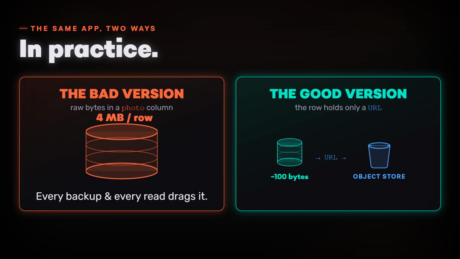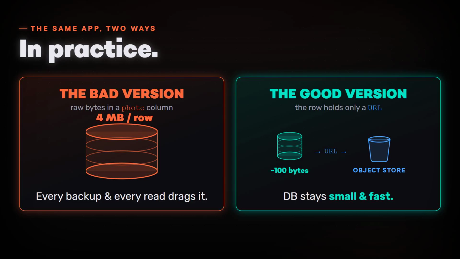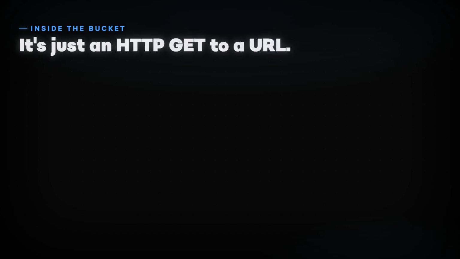On the right, the good version. The database row only holds a URL, something tiny, maybe 100 bytes. The actual photo lives in an object store. When the app needs a photo, it reads the URL from the database and usually hands the URL straight to the user's browser to load. The database stays small and fast. The object store handles the heavy lifting.